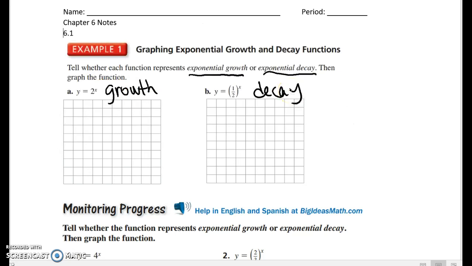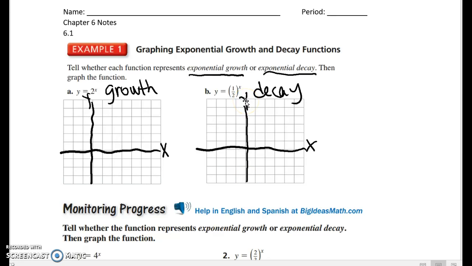And then we want a graph. So I'm going to draw my X and Y axis. You can pick wherever you want to draw them, in the middle or off to the side. I think I made mine off to the side. And I want to plot just a few points so that I can make this graph as accurate as possible. So I'm going to make a little XY table, and I'll plug in -1, 0, and 1. Let's try that. So 2 to the -1 is 1/2, 2 to the 0 is 1, and 2 to the first is 2.